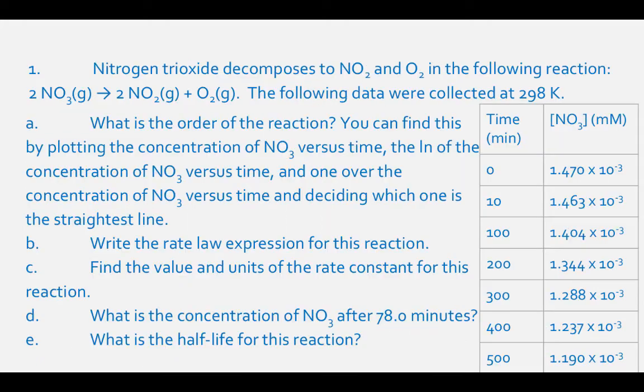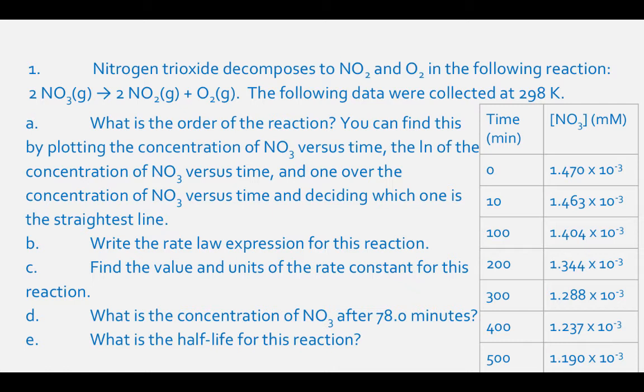1. Nitrogen trioxide decomposes to NO2 and O2 in the following reaction: 2NO3 gas results in 2NO2 gas plus O2 gas. The following data were collected at 298 Kelvin. A. What is the order of the reaction?